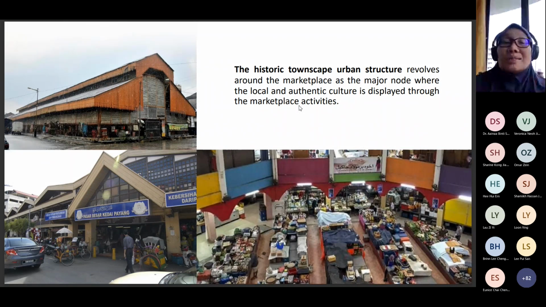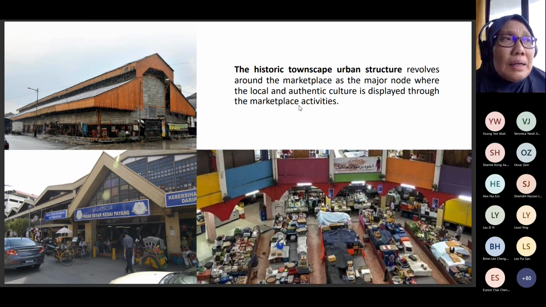Because in the past, you can see a unique typology of design of the market, like this one in Taiping, where it's really responsive to the climate, and it's really tropical because it's not contained. But if you look at the contemporary design, like Kedai Payang there, it's just like any other building. So only when you go inside, you can see the activity. And sometimes for a marketplace, they don't really need good design of the building. All they need is the uniqueness of the activities that are happening there.